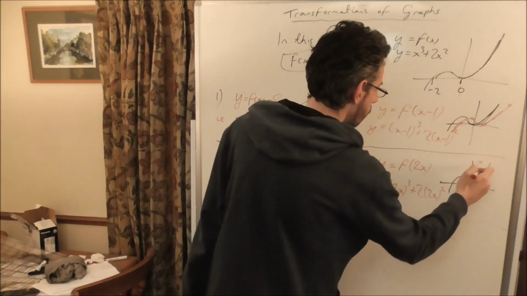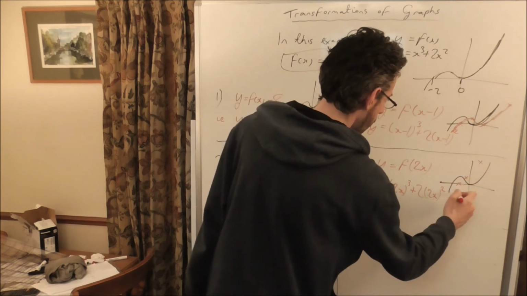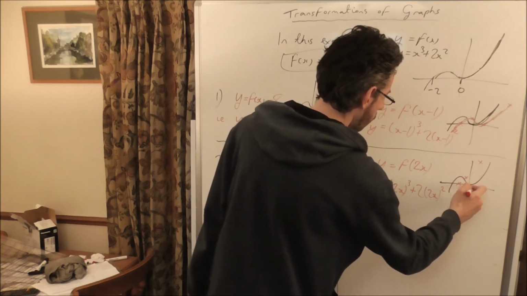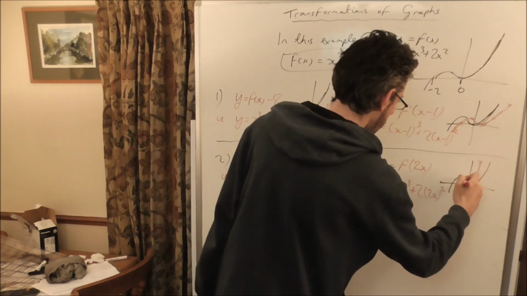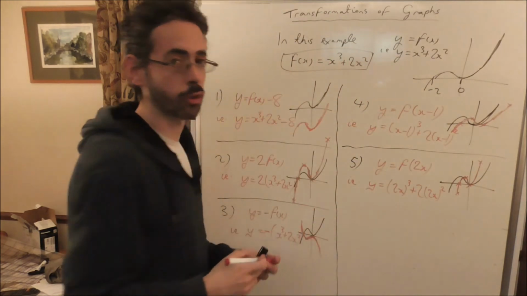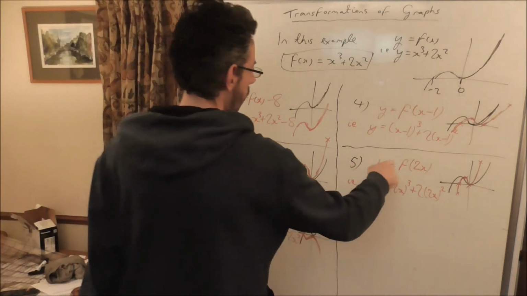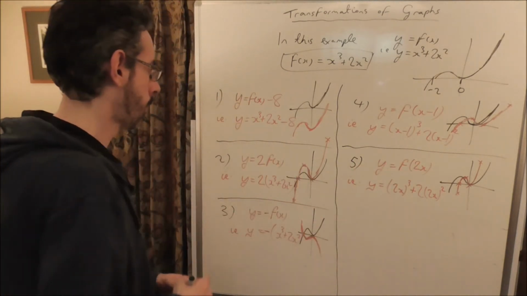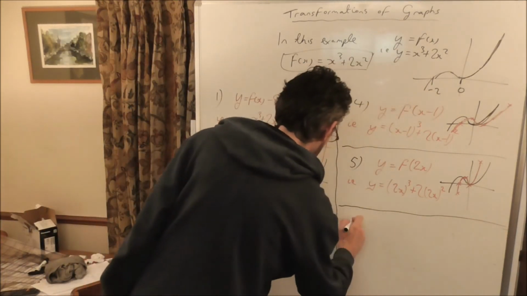So this point moves over here, twice as close to the y-axis. This point over here, perhaps. This point over here. This point over here. This point here is on the y-axis, so it stays there. So you can see the original graph is basically squashed inwards by a scale factor of 2. So that's y equals f of 2x. Replacing all the x's with 2x squashes the graph inwards by a scale factor of 2.